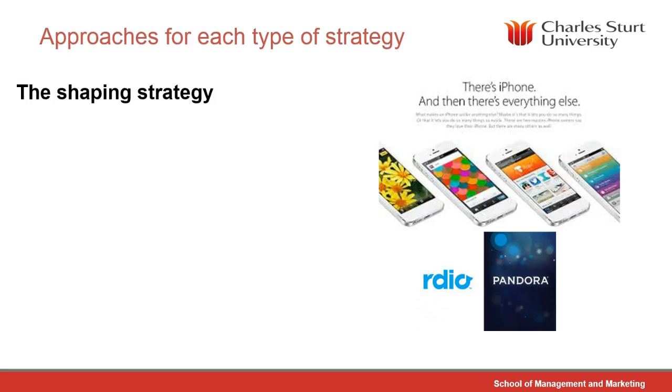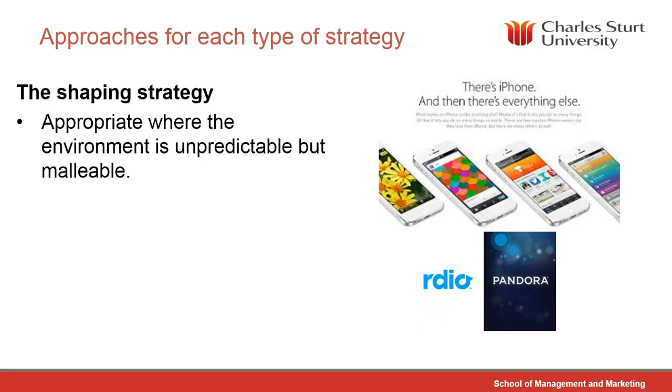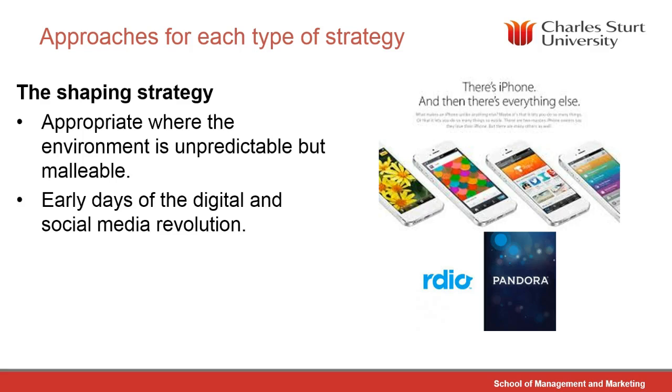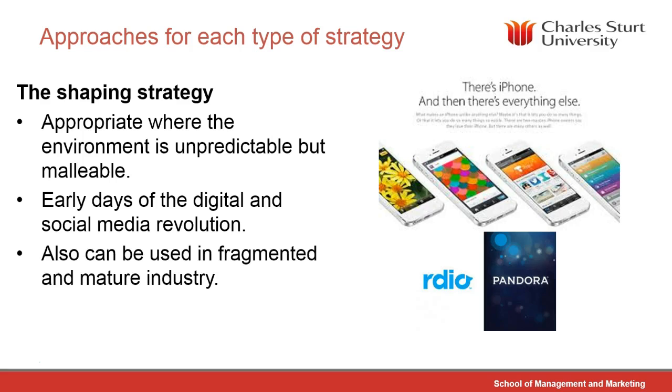The shaping strategies are where the environment is unpredictable and malleable. The early days of the digital and social media revolution characterise this market now, or you might look at the music market moving more towards streaming as an example of that as well. It can also be used in a fragmented and mature industry, where you tend to see a bit of turbulence as well. Apple and iPhone and tablets is a good example of this.